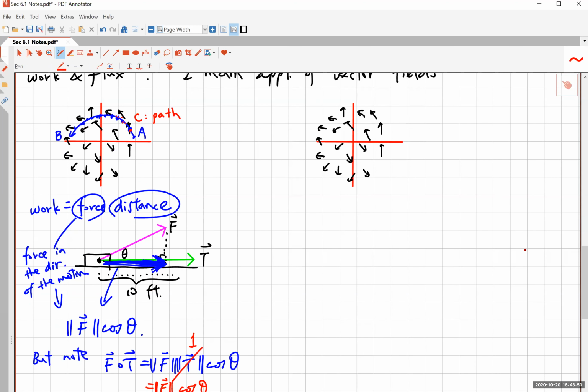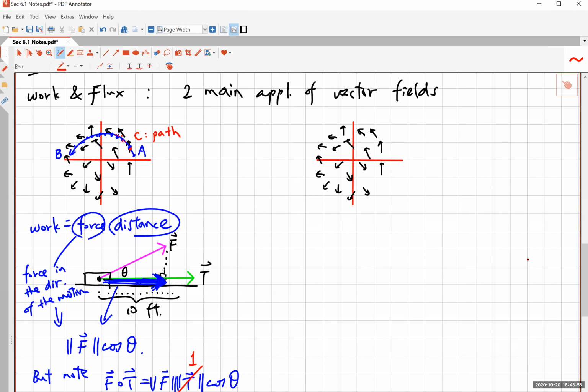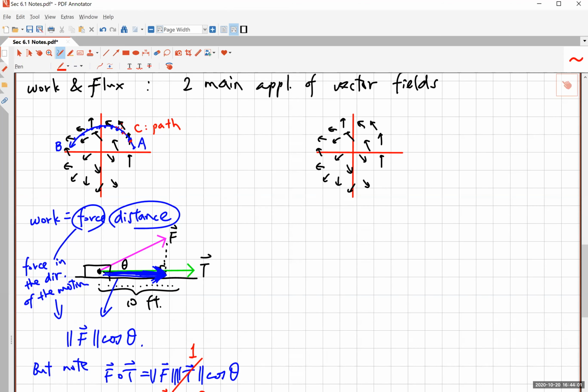And that's one of the major applications of a vector field. Again, vector field dotted with T will give you what is called the tangential component, which if you integrate it, will give you work, all right? All right, the second application, that was half of my comments here. The second one is flux.